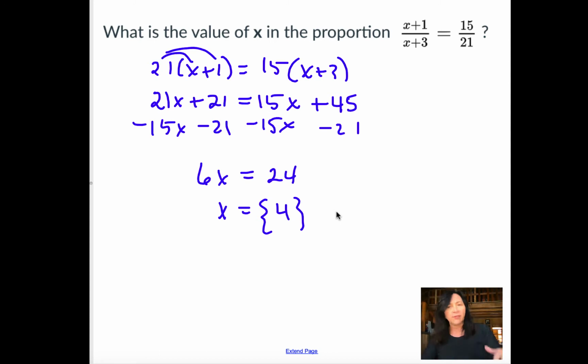Put your answers in solution set because that is a solution, and that's how you write the answer. And if you're a box person and need to put this in a box, you can box up the whole equation, but make sure your answer is in solution set.